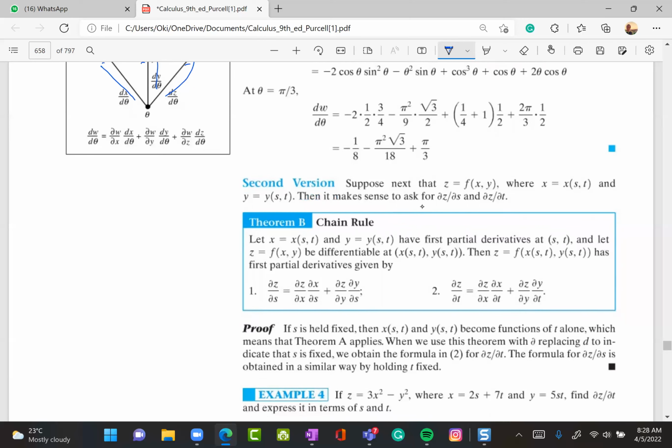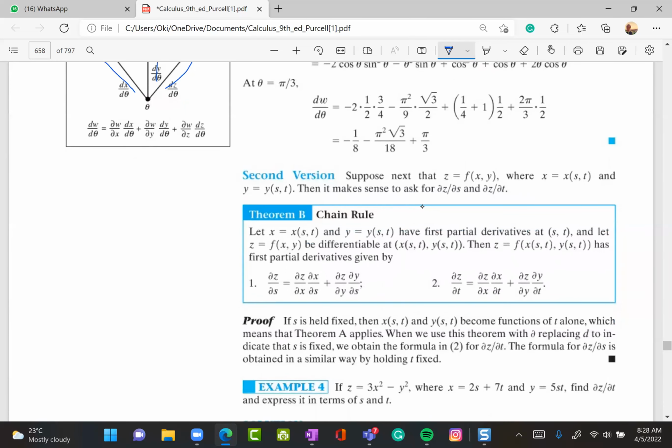Before going there, let's do this one here, the chain rule. Here is a slightly different case. X is also a function of two variables, s and t, and y is a function of s and t. So z is a function of x and y, and x is a function of s and t.